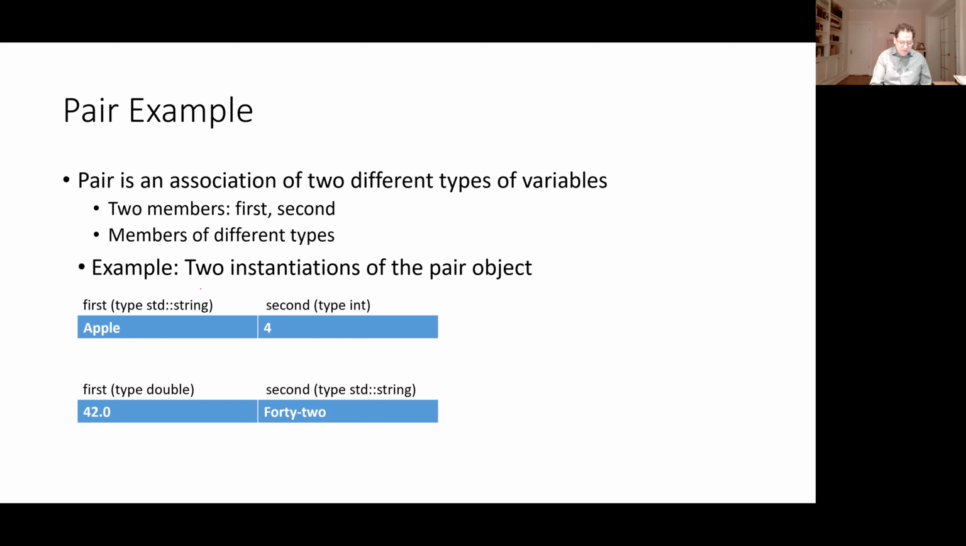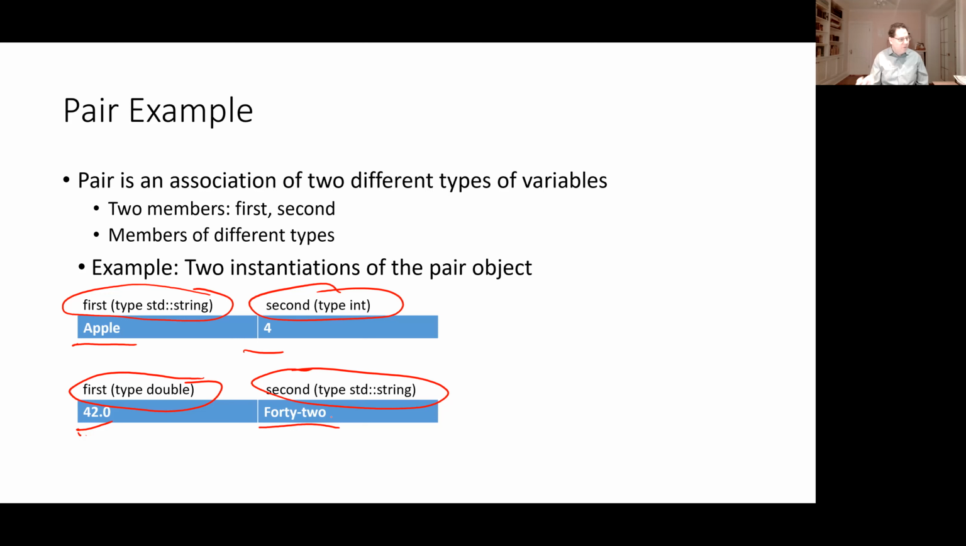So if I basically say I want the first to be a string, I might make an object, and the second to be of type int. I might make an object with apple and 4 in it. Or I could use that same recipe, but say now I want the first type to be double and the second type to be string. And I might make an object with the number 42 and the string 42 in it. I can use the same template recipe for both of these objects, even though they're storing different types of data.